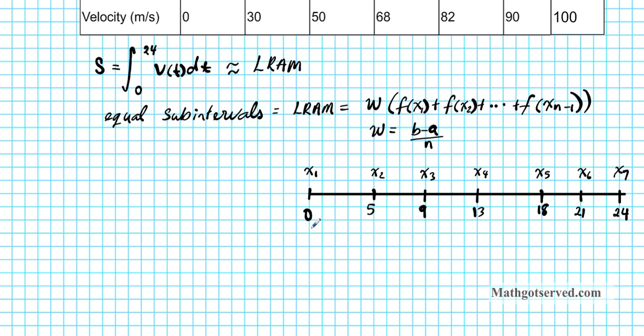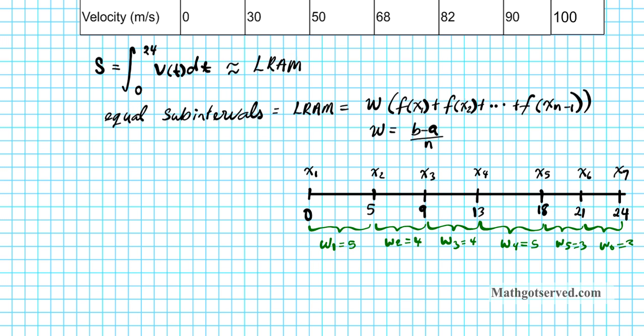For W1, this right here is W1. W1 is equal to 5. W2 is equal to 4. W3 is 4. W4 is 5. See how the subintervals are irregular. W5 is 3, and the last one, W6, is 3 also.